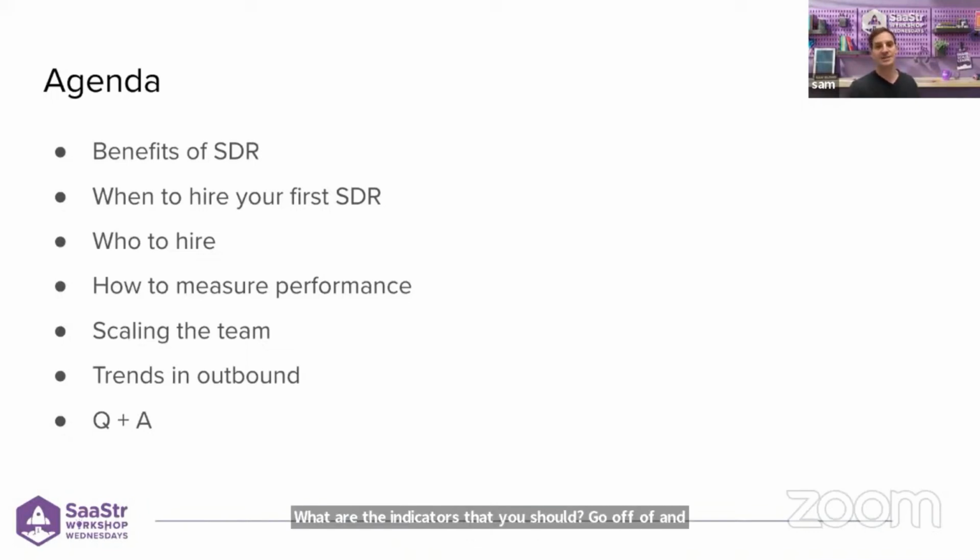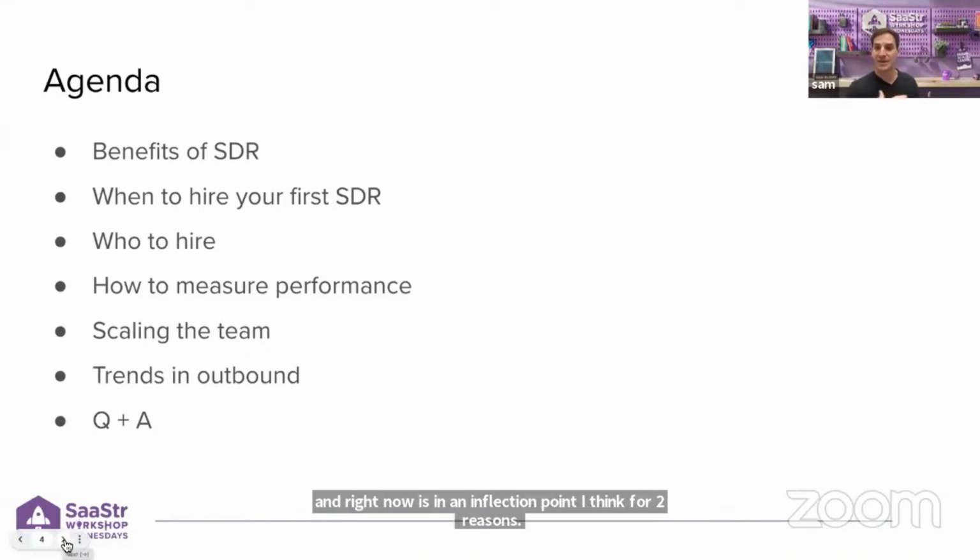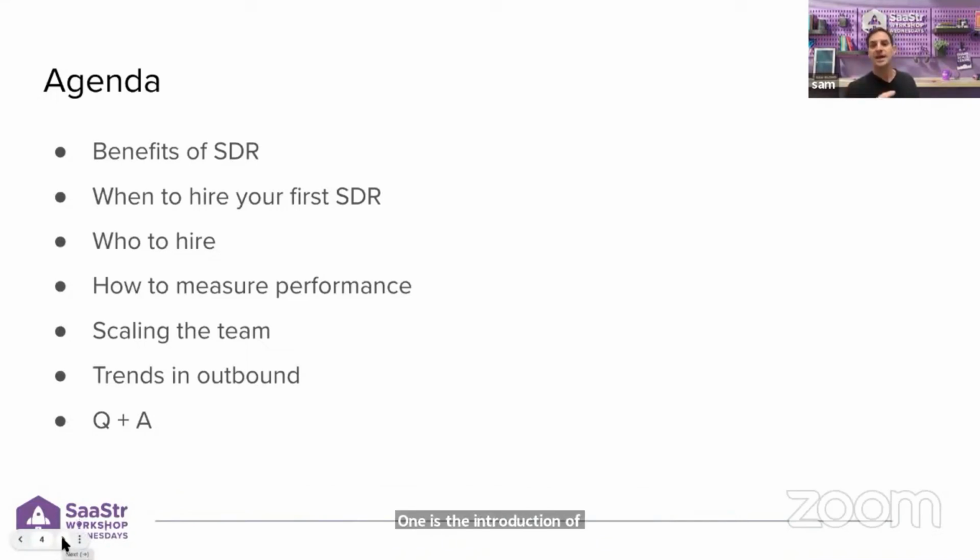And then we'll finish tactically on some trends that I am seeing in outbound, both as headwinds and then potential tailwinds. This world of outbound seems to be ever evolving, and right now is at an inflection point, I think, for two reasons. One is the introduction of AI that everybody seems to be interested in. And the second is the deceleration of what I will call just spray and pray outbound through cold email sequences.